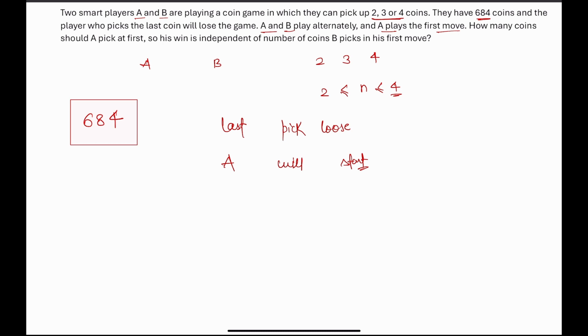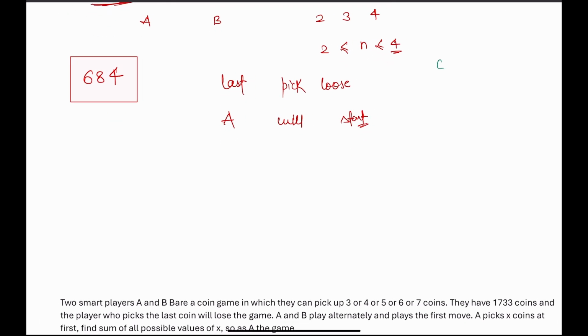How many coins should A pick first? So A will pick first so that his win is independent of the number of coins B picks in the first move. So how to approach this type of question? CF is what? 2 plus 4, 6. Last pick loses. So how will the losing series look? The losing series will be 6k plus 1, 6k plus 2.